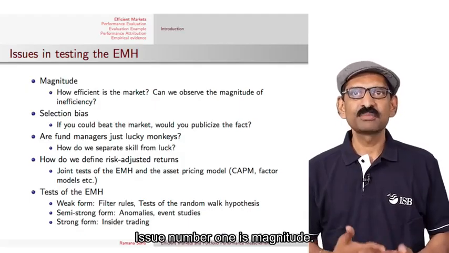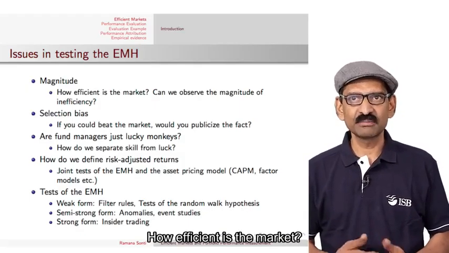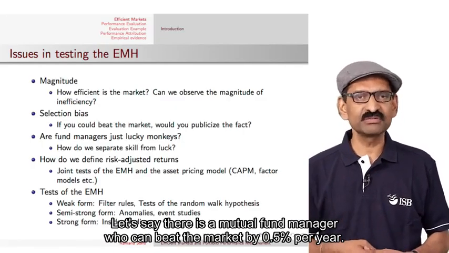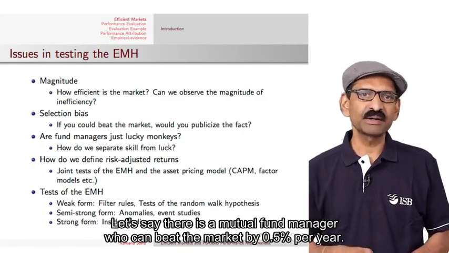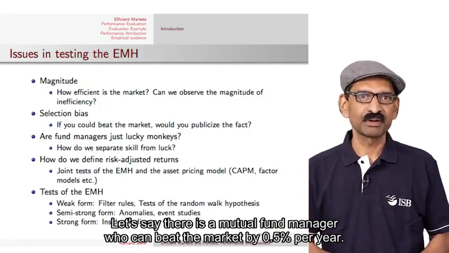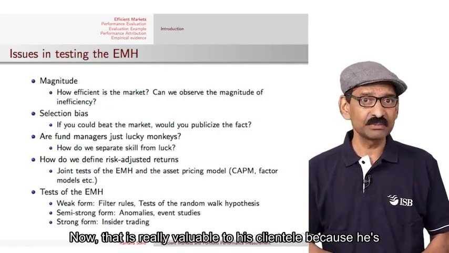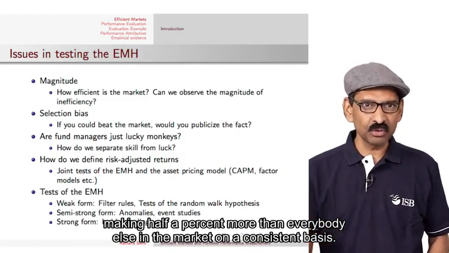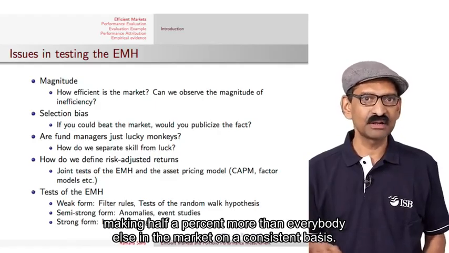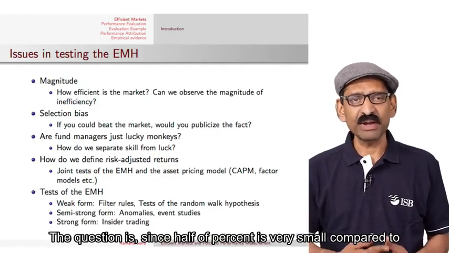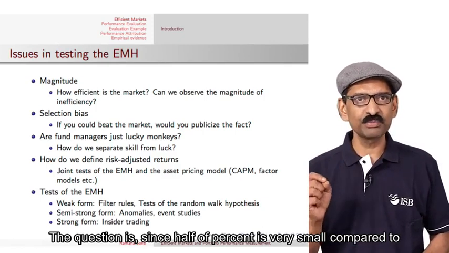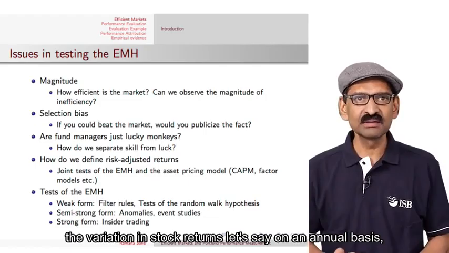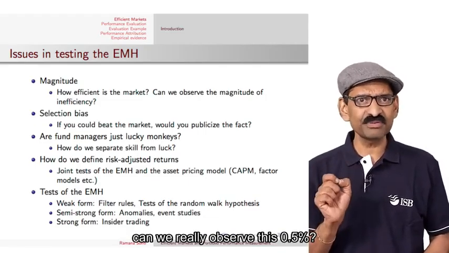Issue number one is magnitude. How efficient is the market? Can we observe the magnitude? What do I mean by that? So let's say there is a mutual fund manager who can beat the market by 0.5% per year. Now that is really valuable to his clientele because he is making 0.5% more than everybody else in the market on a consistent basis. The question is, since 0.5% is very small compared to the variation in stock returns, let's say on an annual basis, can we really observe this 0.5%?